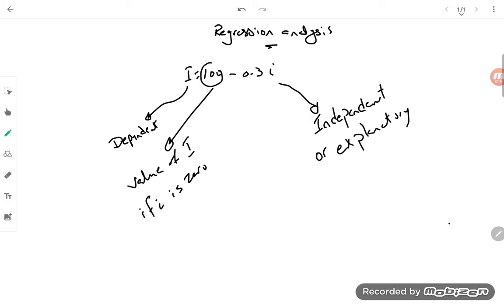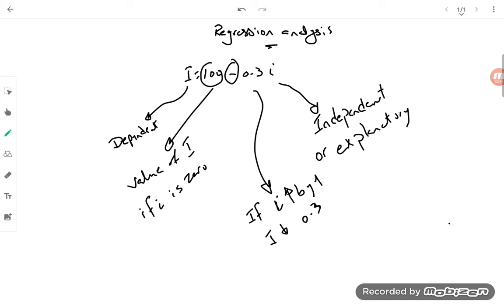Question number 4. What is the change in the dependent variable if the independent variable changes by 1 unit? So it is 0.3. If interest rate increases by 1, investment will decrease by 0.3. And finally, whether the relationship is positive or negative, it's a negative relationship between interest rate and investment. So these are the 5 main questions.